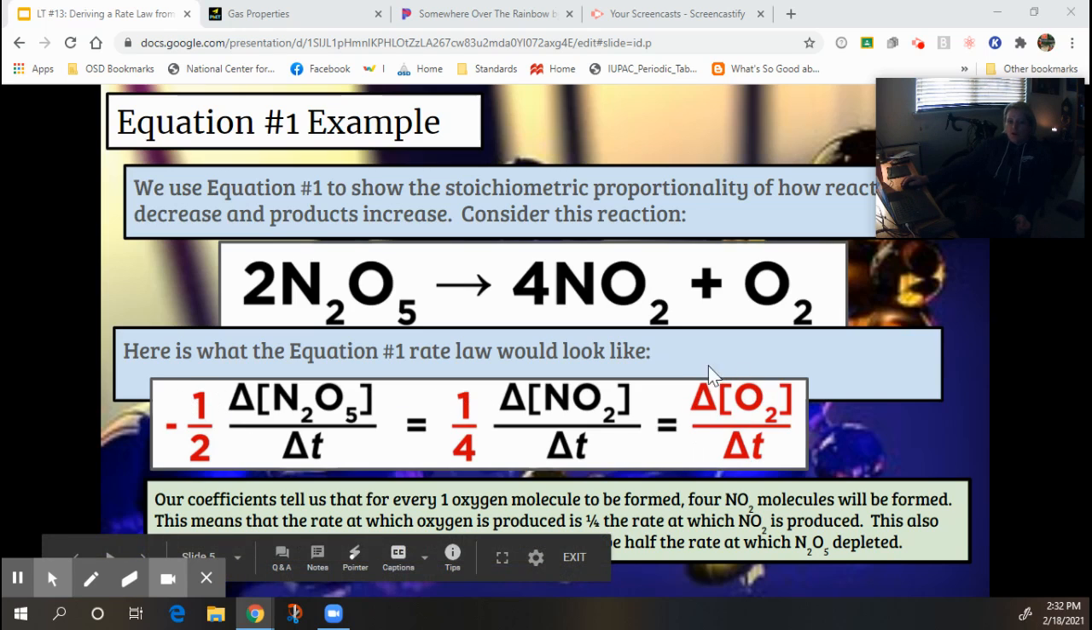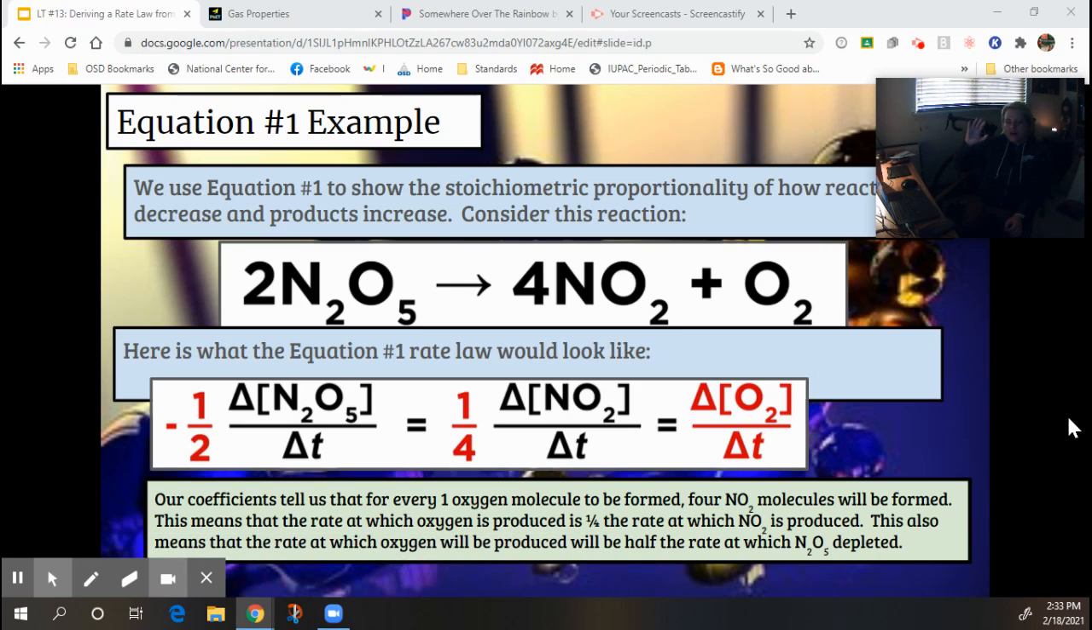So the oxygen is created at 1/4 the rate of the nitrogen dioxide and at 1/2 the rate at which the dinitrogen pentoxide is depleted. You might want to pause the video here and take a couple notes on that. And just think about this: it talks about the proportionality of the reactants to the products. It does not address the actual rate itself. So this is why this is an equation that isn't as useful as equation number 2, which I'm going to show you next.